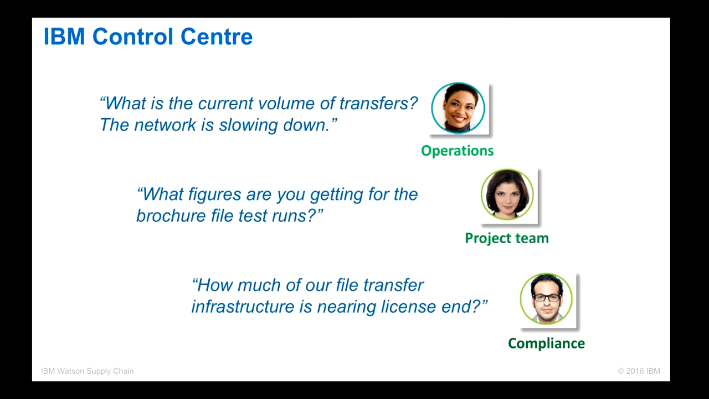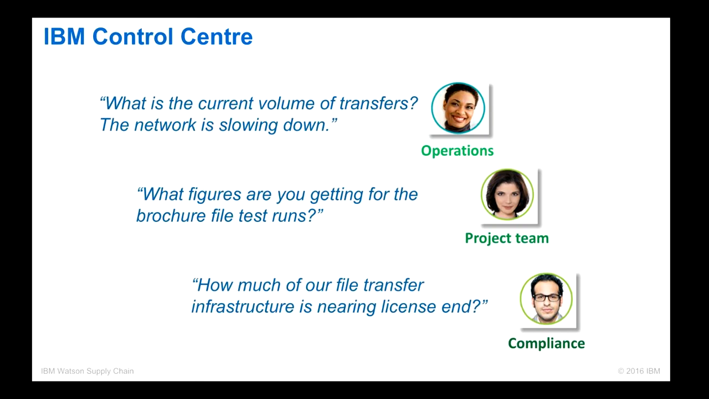So I've taken 3 examples. Someone working in ops, someone working in a project team, and someone working in compliance, just to show the different ways that workspaces can be constructed and the different ways that information can be aimed at those people. So ops people are going to be looking at things like current volume of transfers, whether that's having an impact on the network. The project team is very much more of a ring-fenced view. They're looking just at a particular project that they're working on, so maybe in this instance some test runs.